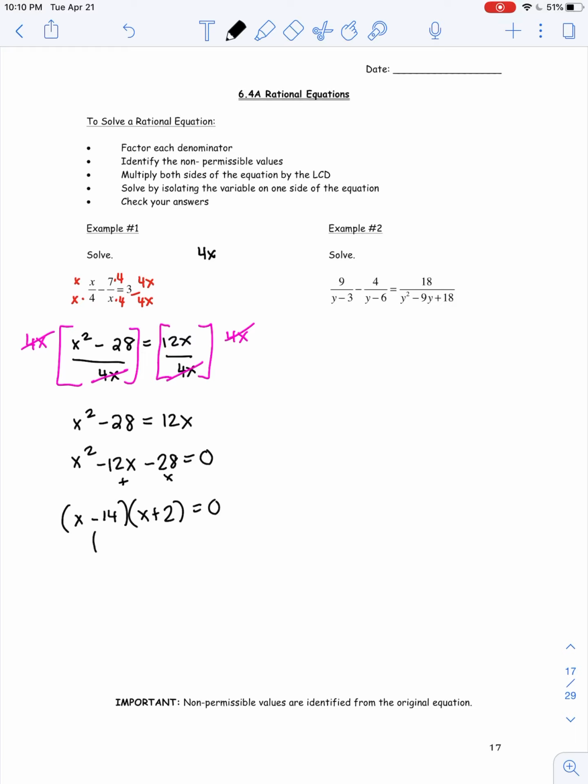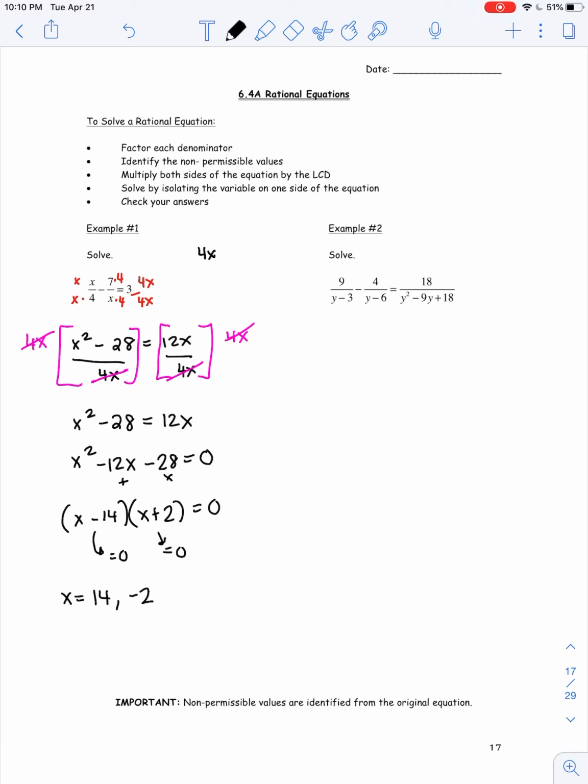So then we solve for it. We make this one equal to 0 and this one equal to 0. That means that x equals positive 14, and from the other factor, x equals negative 2, because you're bringing it over to the other side.